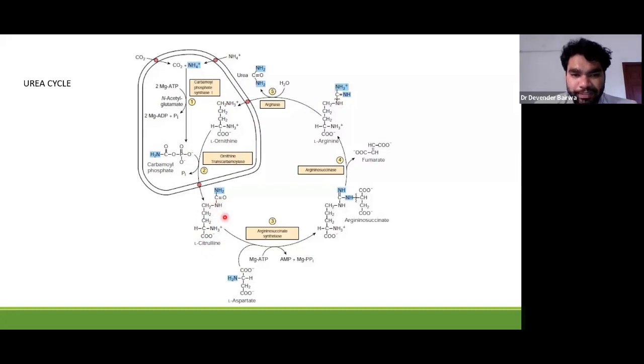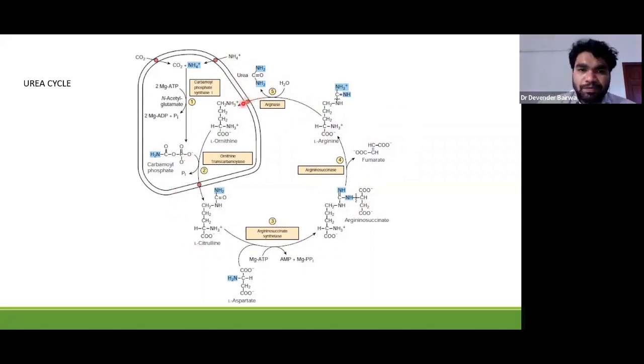Once citrulline is in the cytoplasm, what happens? Citrulline is acted upon by argininosuccinate synthase, and aspartate is utilized in this reaction. Citrulline and aspartate bind and form argininosuccinate. This is cleaved with the help of argininosuccinate lyase, leading to release of fumarate and formation of arginine. Then arginine is acted upon by arginase, which leads to release of urea, and ornithine is left. Ornithine enters the mitochondria again and binds with a new molecule of carbamyl phosphate. So this is the reaction; this is the cycle.